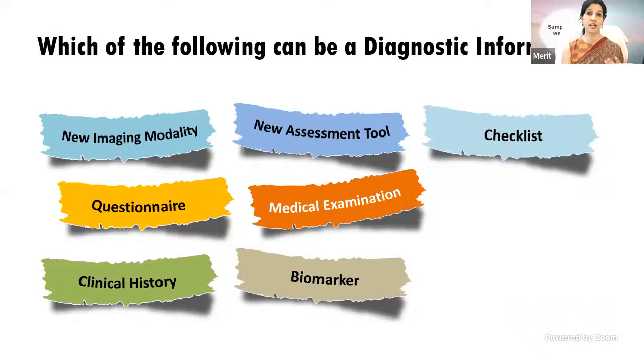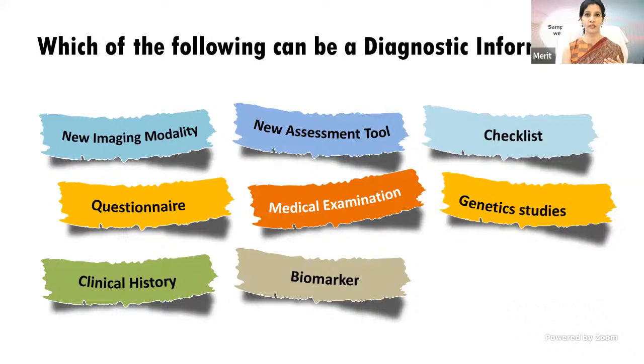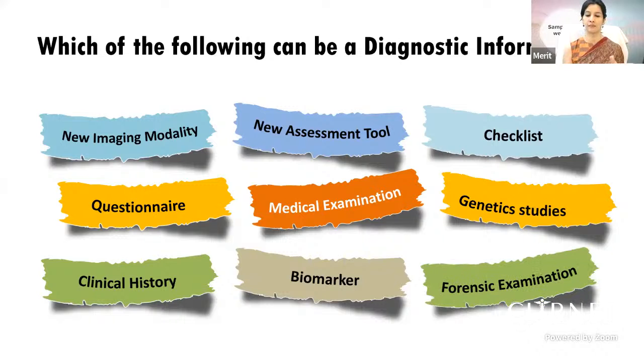Many times we can use a checklist also to have a diagnosis. We can have a genetic study. So genetic studies, genetic markers, they are also under the diagnostic studies. And then there can be forensic examination, like post-mortem examination, sending your viscera for the clinical value of the marker. So these forensic examinations are again diagnostic information. In this case, all these options can be a modality of diagnostic information, and you can apply diagnostic accuracy studies for all of them.